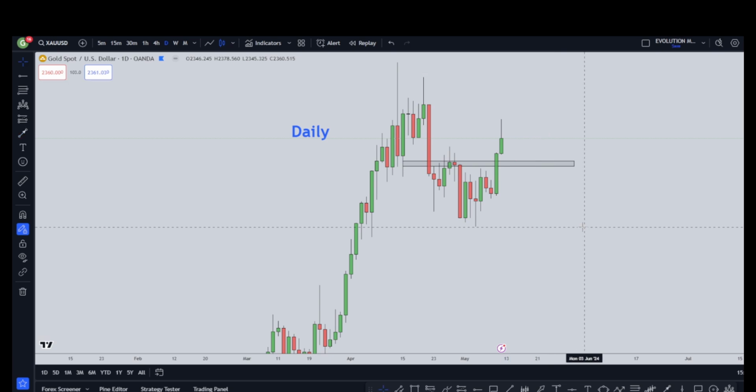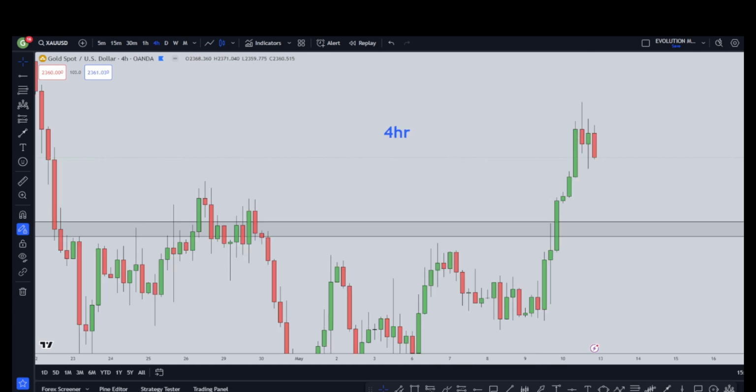Now we'll drop down to the 4 hour to do our analysis within there, to see how we can position ourselves to take advantage of what retracement might come, so we can take some intraday trades and some scalps as well.